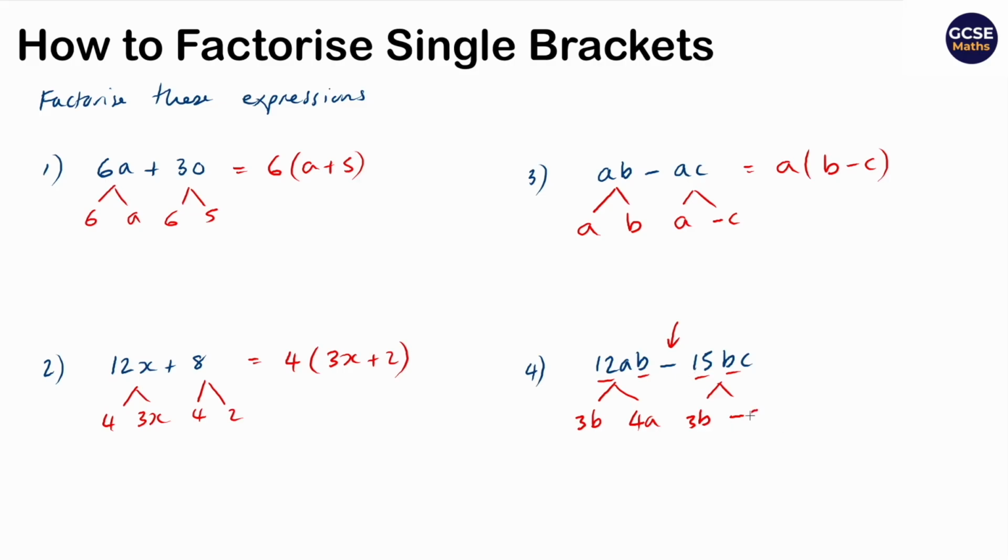So 3 times 5 is 15. b times c, you need to have that as a c. So 3b is the common factor that comes out of the bracket. We are left with 4a minus 5c.